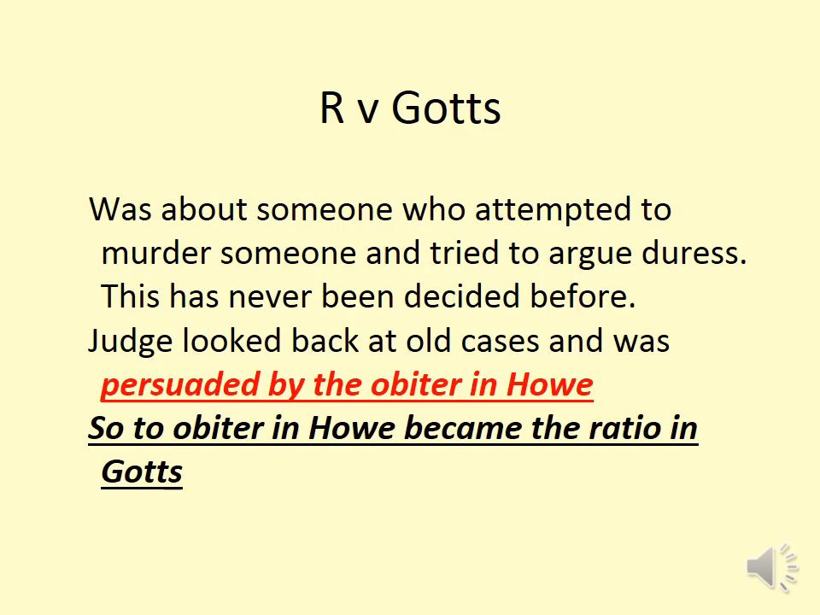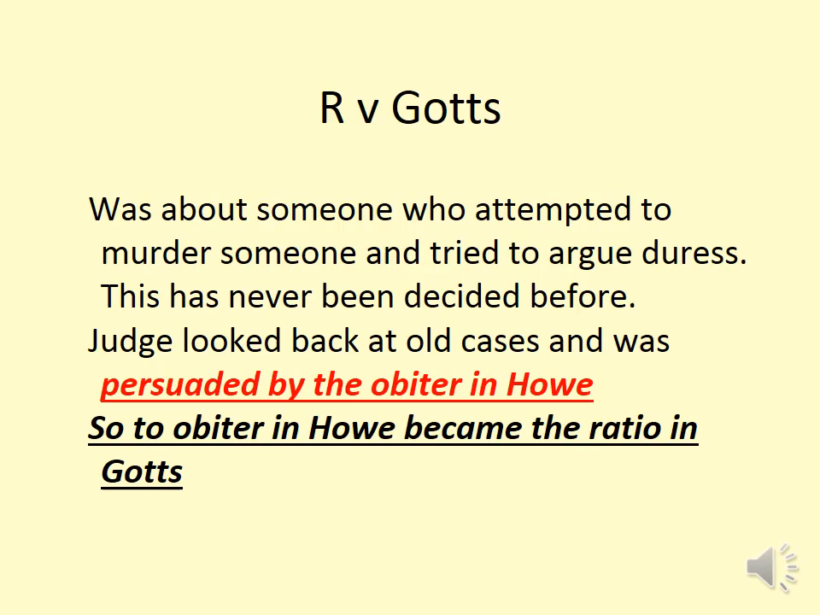Later on, we have the case of R and Gotts. And this was a case about somebody who attempted to murder somebody, but the victim actually lived. And this had never been the ratio of a case before. This had never come up directly in a case before. So there was no binding precedent set. So the judge looked back at the obiter dicta of old cases and was persuaded by the obiter in Howe. And so the obiter in Howe became the ratio in Gotts.